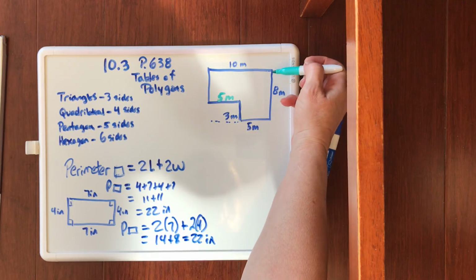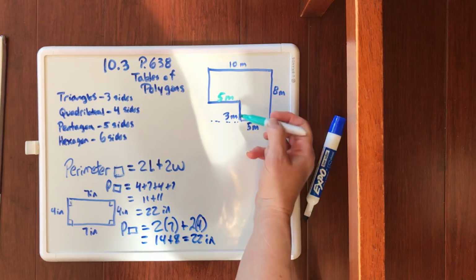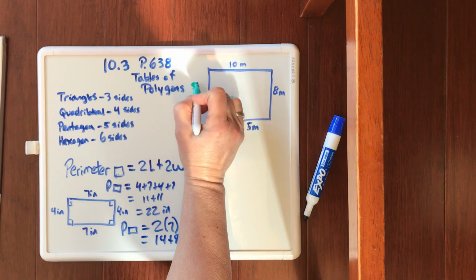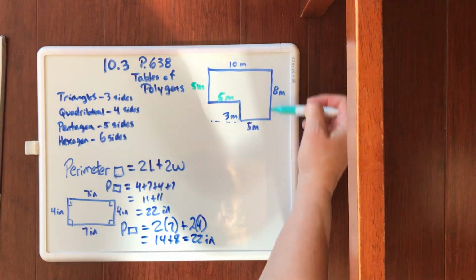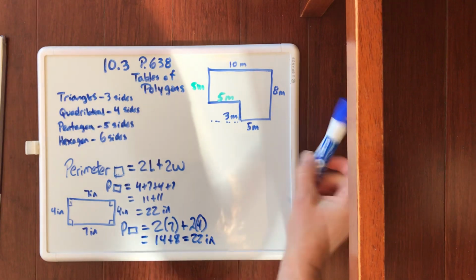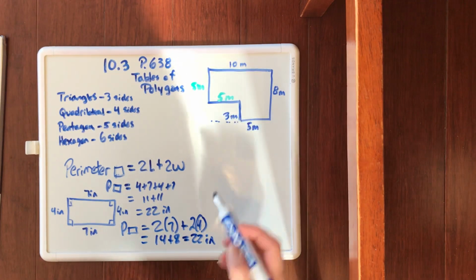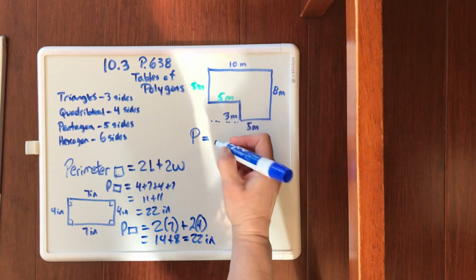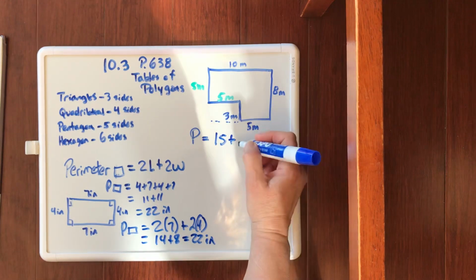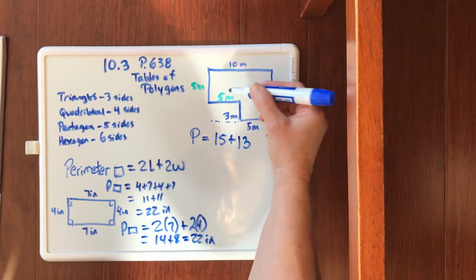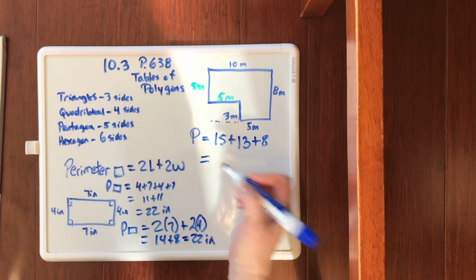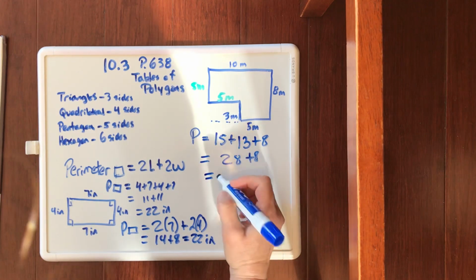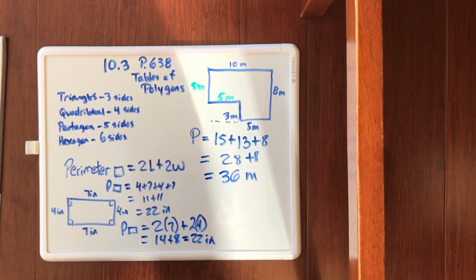Okay, now let's look this way. We have 8 going this way, and here we have 3. So what's this going to be? That's right, it's going to be 5 meters, because 5 plus 3 equals 8. So now we can do the perimeter by adding all of the sides. So the perimeter of this shape is, we have 5 plus 10 is 15. 8 plus 5 is 13. 3 plus 5 is 8, and we can add those all up. We have 28 plus 8, which is 36 meters.